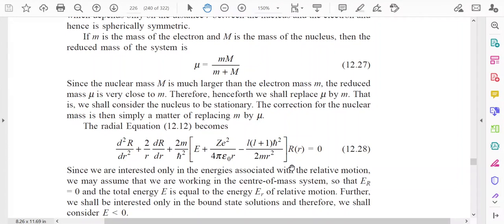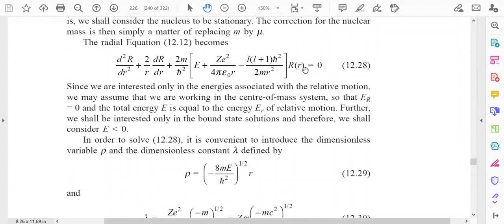Now the point is that we are interested only in the energies associated with the relative motion. In the previous lecture, we have already described that this is why we are only interested in the relative motion. We may assume that we are working in the center of mass system, so that the energy for the center of mass, capital E R, will be 0, and the total energy E will be equal to E small r, which concerns only the relative motion. Further, we shall be interested only in the bound state solution, and therefore we shall consider E less than 0.